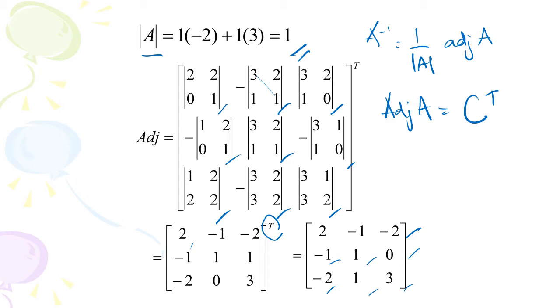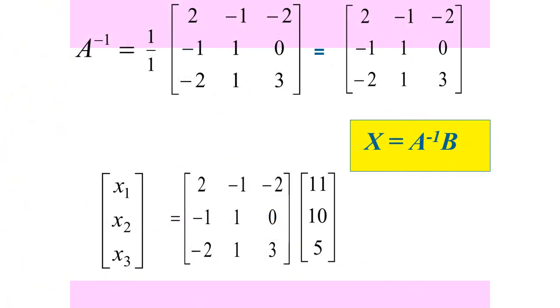Okay, let's continue. What is our A inverse? It's 1 over determinant 1 multiplied with the adjoint. So what is the result? It is the same as the cofactor transpose, or adjoint, which is equal to 2, negative 1, negative 2, negative 1, 1, 0, negative 2, 1, 3. So now we can continue to solve for x. How to solve for x?